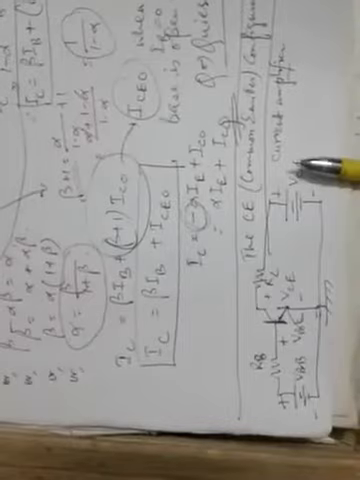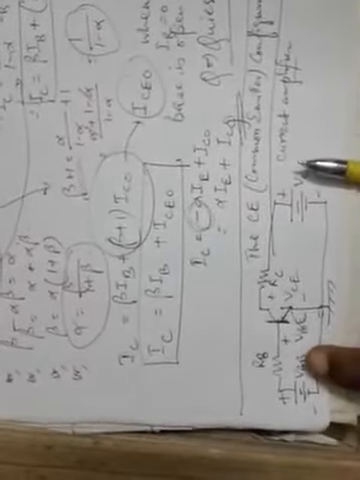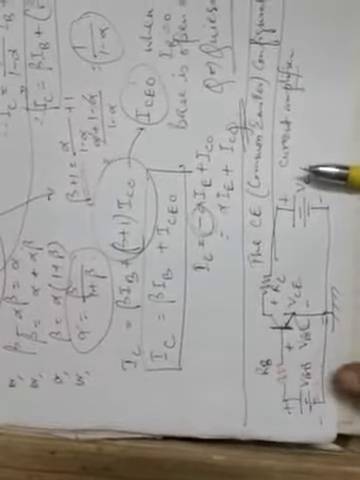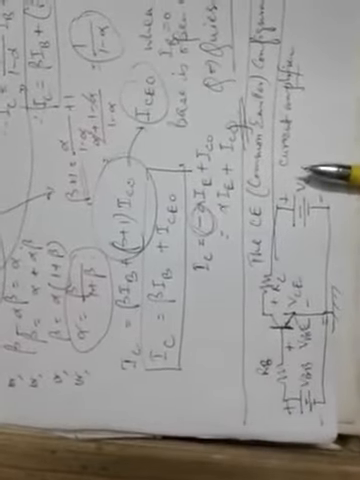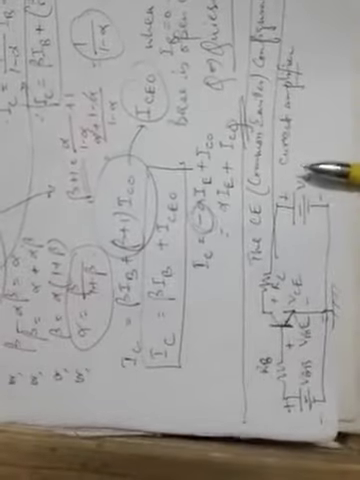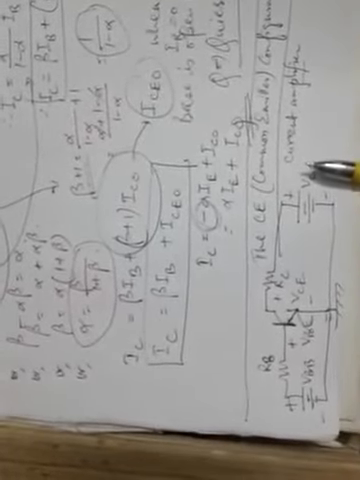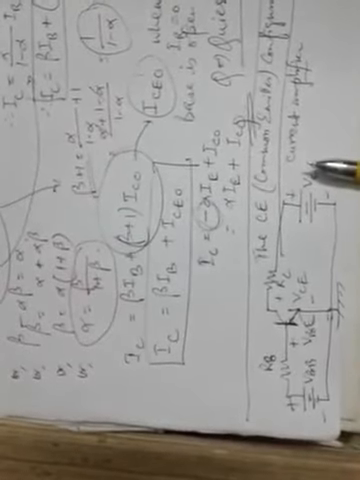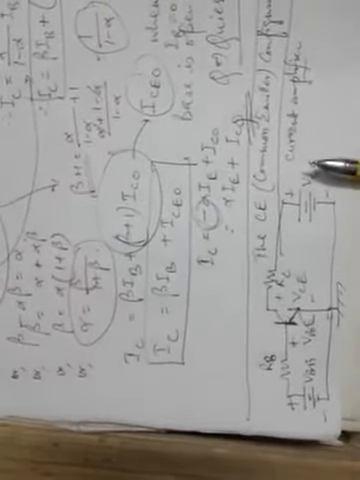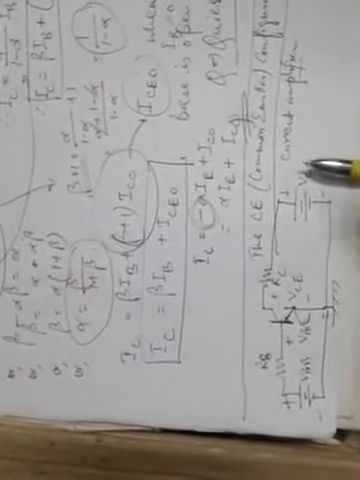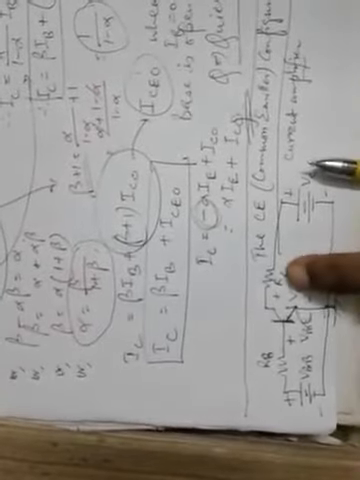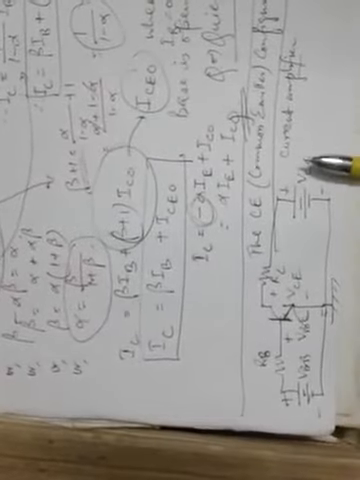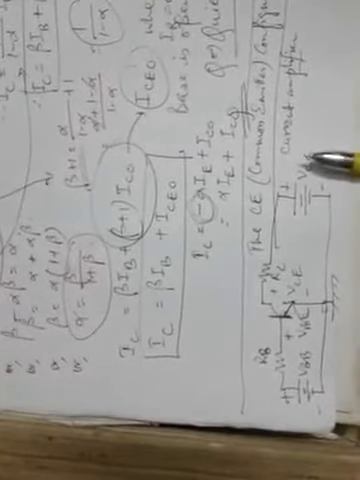Now the flow of base current in the left loop, that is the input loop, produces a voltage across the base resistor RB. Obviously the current through a resistor will produce a voltage drop across the base resistor RB. Similarly, the flow of collector current in the right loop produces a voltage drop across the collector resistance RC. So there will be two voltage drops because of the flow of two different types of currents.